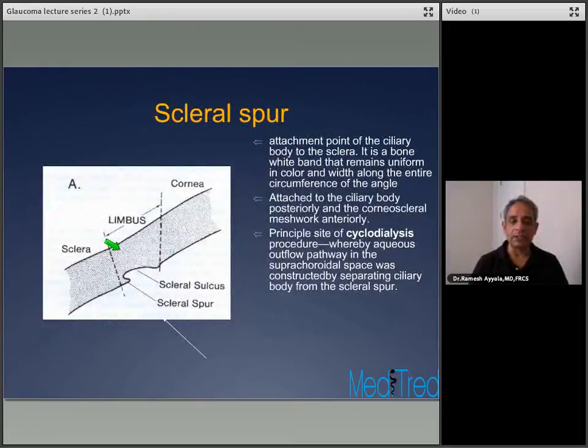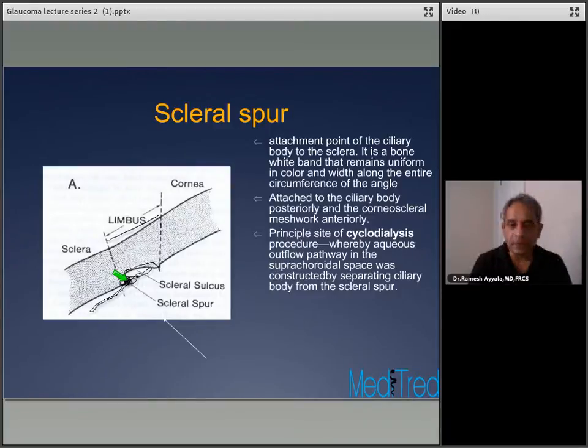Now let's look at the scleral spur. It's the attachment point of the ciliary body to the sclera. Here is the scleral spur, here is the limbus, as you can see externally, and this is the scleral sulcus, and this is a knob-like anterior protrusion that you see. It's like a hook, if you like, of the sclera, and that portion of it is called the scleral spur. The ciliary body muscle fibers are attached to the scleral spur posteriorly, and the trabecular meshwork fibers, the beams, are attached to it anteriorly. So it's an important landmark for us to understand.